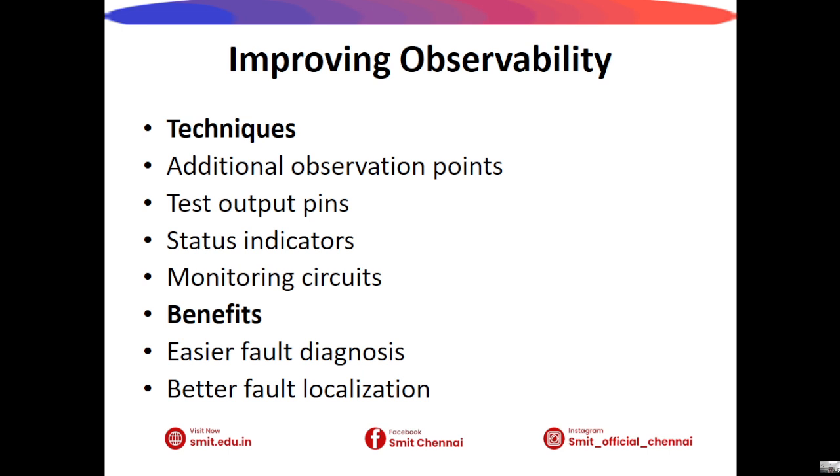Next, we see about improving observability. Observability can be improved by adding extra outputs, test points, or monitoring circuits. These additions allow engineers to observe internal signals that would otherwise be hidden. Better observability leads to easier fault diagnosis and faster debugging.